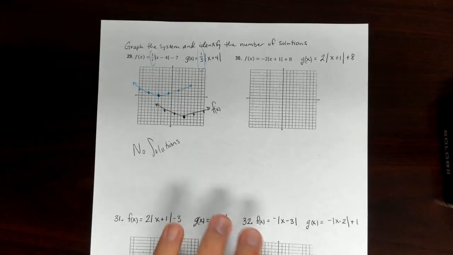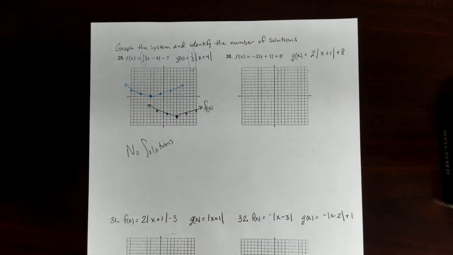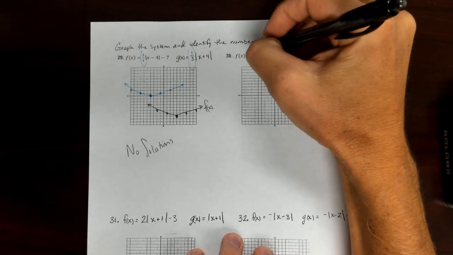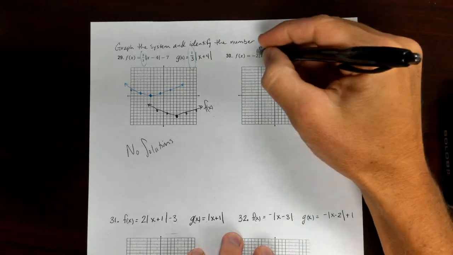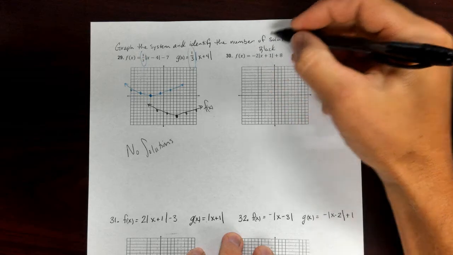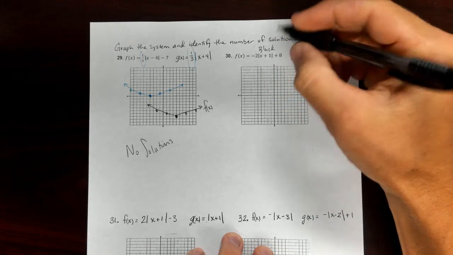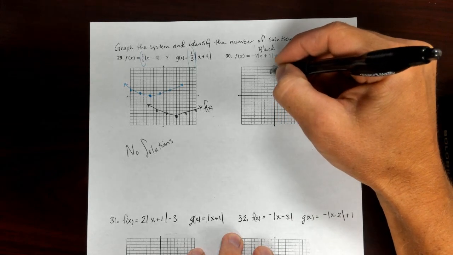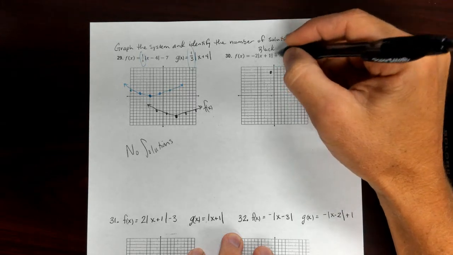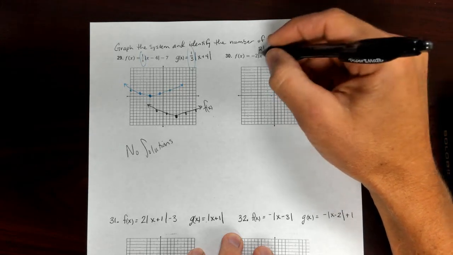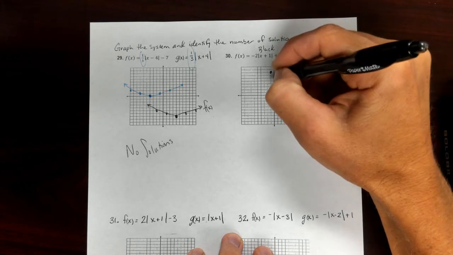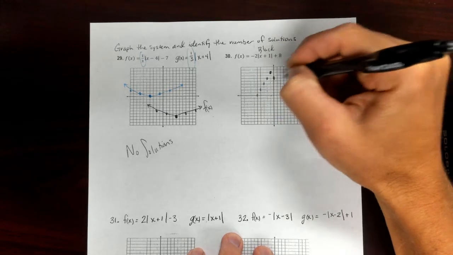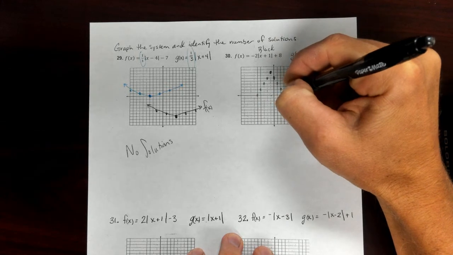All right, let's look at number 30. Okay, number 30, again, I'm going to put this in black. All right, so I have a reflection, I have a vertical stretch, I have a translation to the left 1 unit, and I have up 8. 1, 2, 3, 4, 5, 6, 7, 8. Bam, there it is. Okay, so from there, I'm going to go up 2 over 1, down 2 over 1.